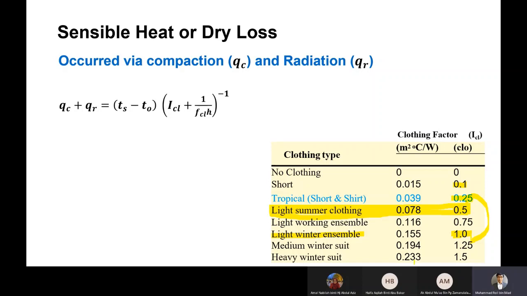Unless it specifies a heavy winter suit or medium winter suit. So what is a heavy winter suit? We basically use 4 clothing layers: thermal, then a normal one, a sweater, and the jacket. So that's 4, that's heavy winter. We in the tropics will probably be in the range of 0.25 to 1.